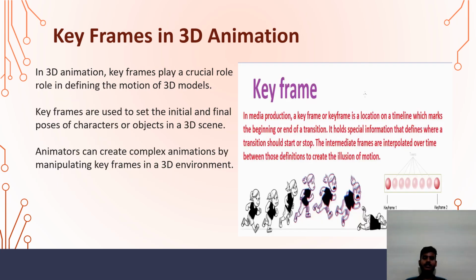Keyframes in 3D animation. In 3D animation, keyframes play a crucial role in defining the motion of 3D models. Keyframes are used to set the initial and the final pose of a character or object in a 3D scene. Animators can create complex animation by manipulating keyframes in a 3D environment.